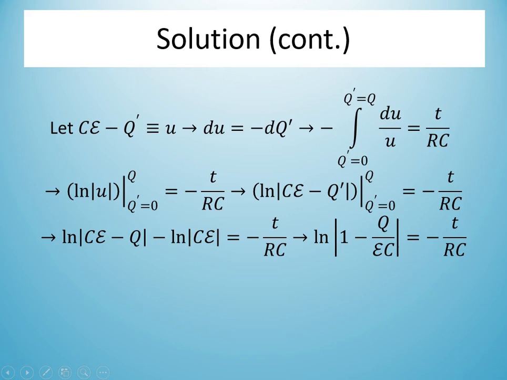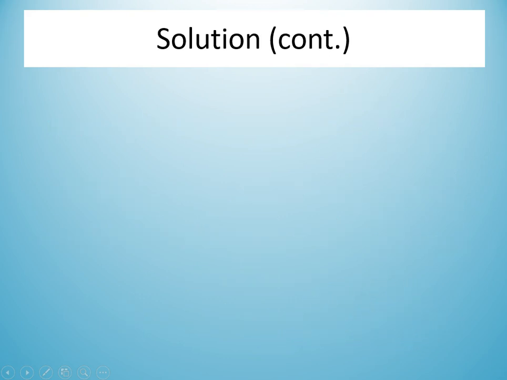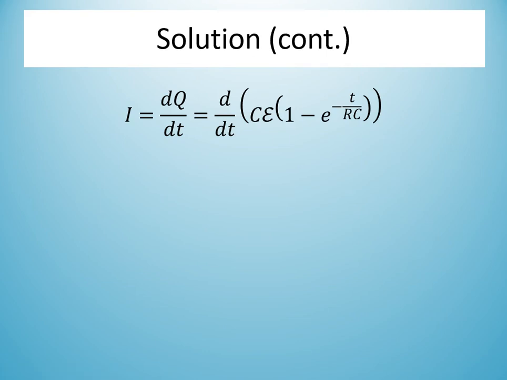So now we can exponentiate both sides and get this result. And then we get, after a little bit of algebra, that q is equal to this as a function of time. Now, we don't care about q. We care about what's happening with the current. In fact, what we really care about is what's happening with the voltage. So what we're going to do is take a derivative with respect to time of that equation for q. That's going to give us the current as a function of time.